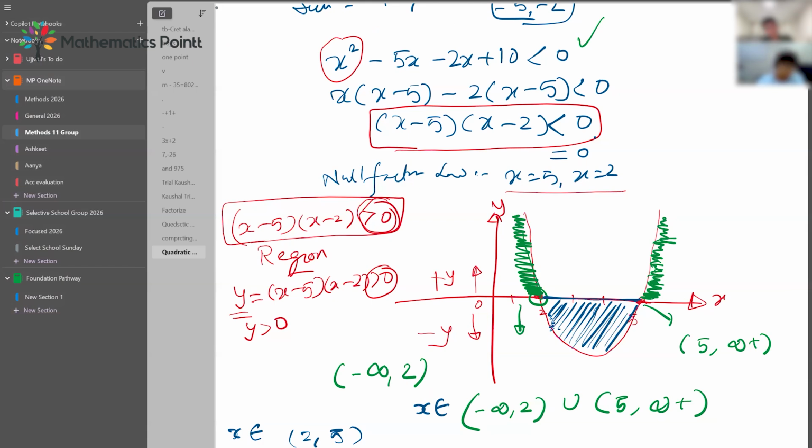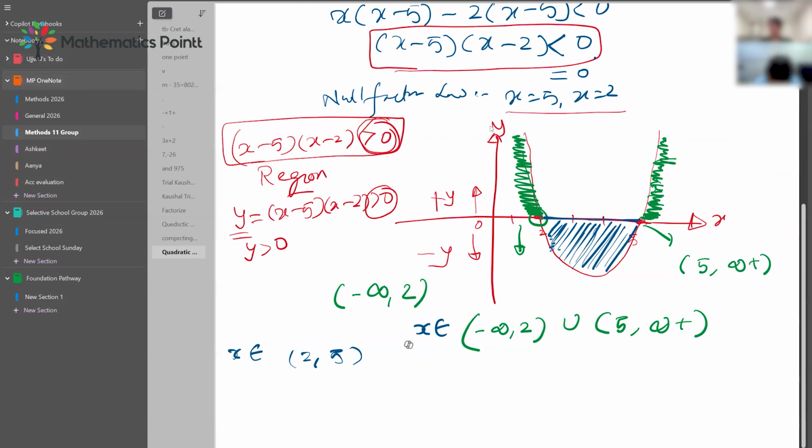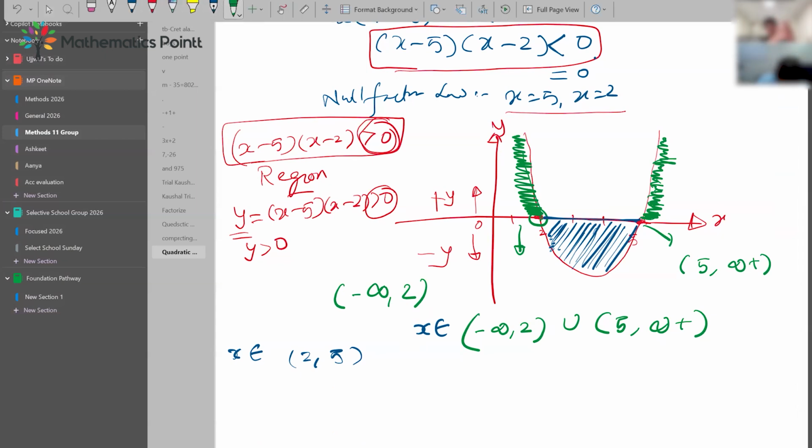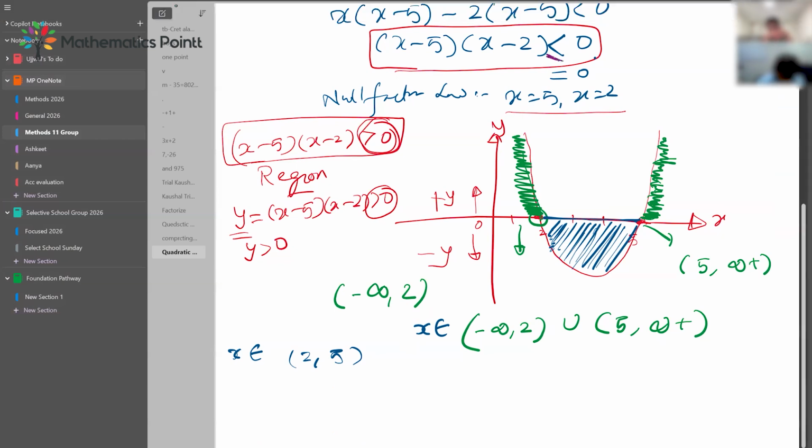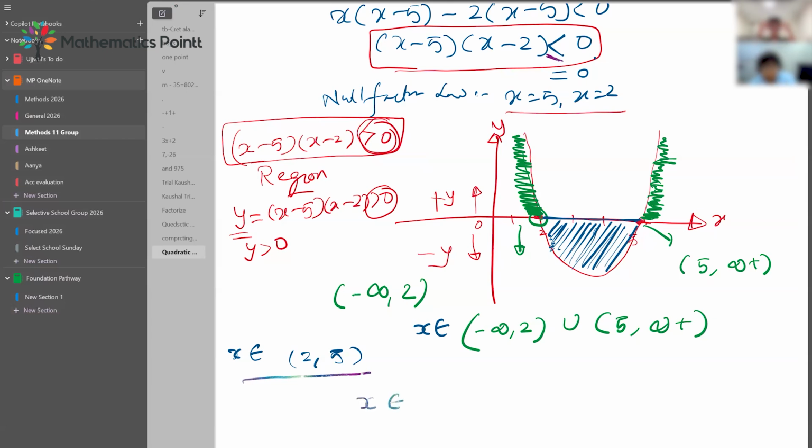Now there is another twist to this. Let us say, I'll change the color of my pen, if this would have been an equal to as well, then this will slightly change more. What will happen is x will belong to, now since there is an equal to, I have to include 2 and 5 as well. I'll say 2 comma 5.